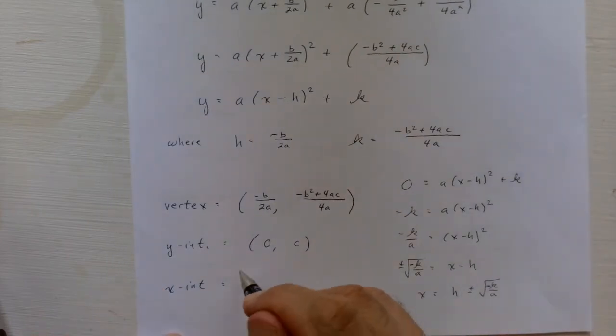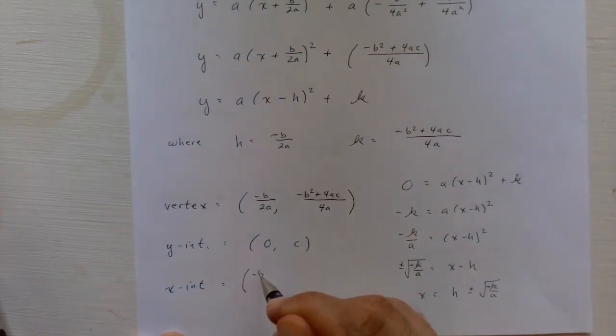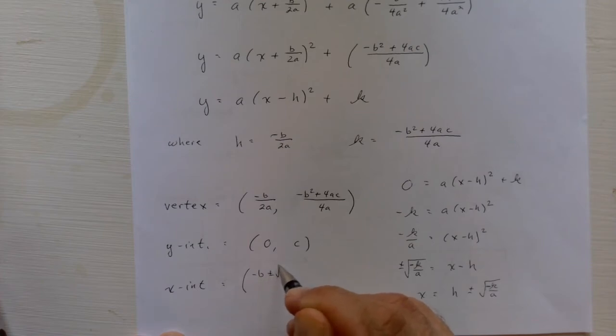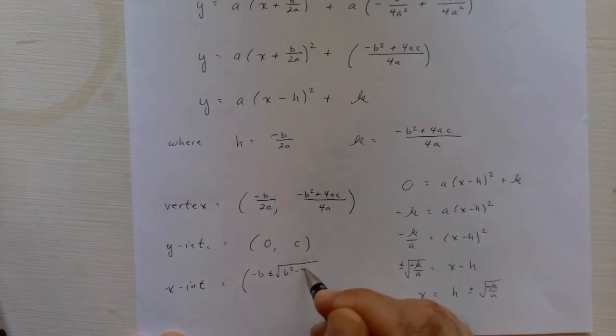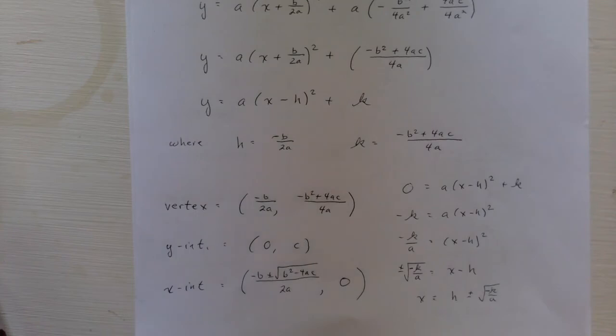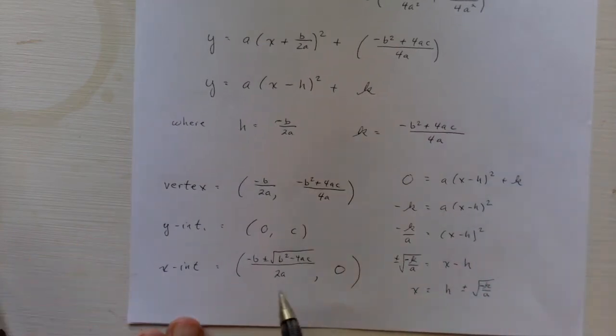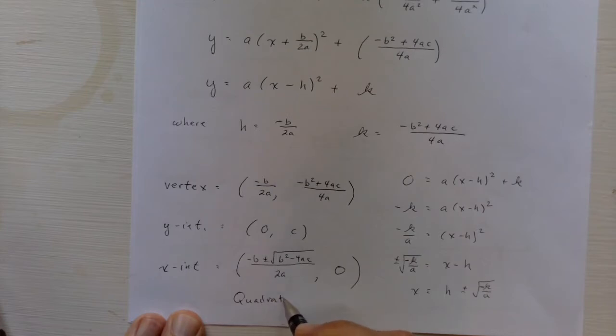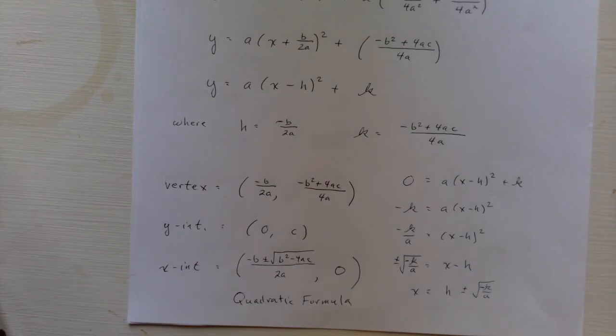We get the well-known quadratic formula: minus b plus or minus the square root of b squared minus 4ac, over 2a. Okay. And then this is 0. And of course, as I said, this is known as the quadratic formula. And this is what we use to find the x-intercepts of a function like this.